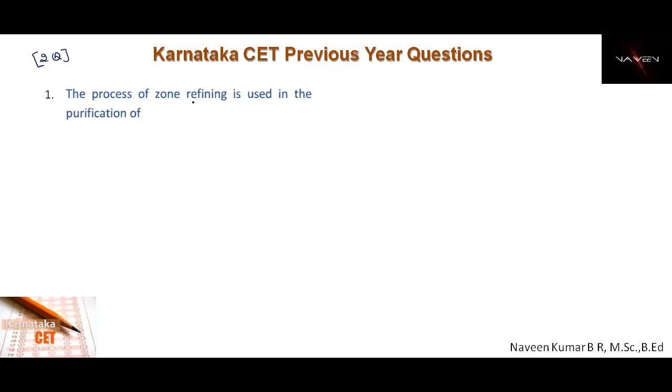The process of zone refining is used in the purification of. Now, as we know, the zone refining method is used for refining of semiconductors. Semiconductors are refined by using the zone refining technique. So from the given options, which is a semiconductor? We know that germanium or silicon is a semiconductor. Hence the correct option is option B, and this is from the year 2014.